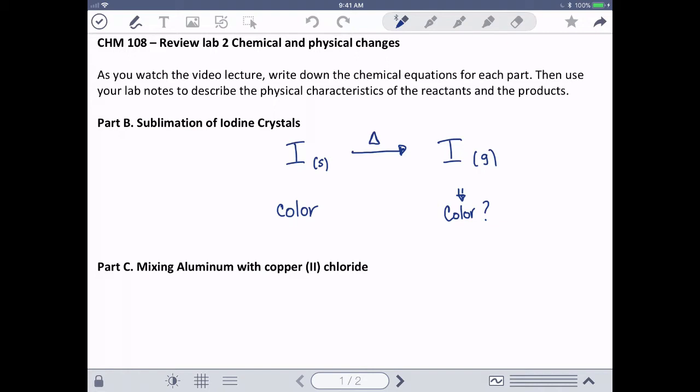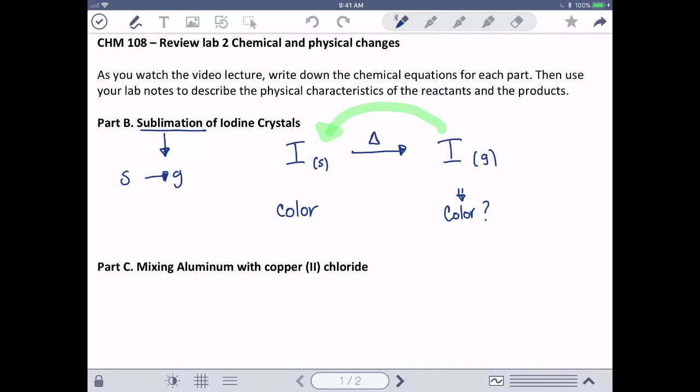We also saw another change: as we removed the heat, you saw some of that iodine going back to being solid iodine, which is a very cool thing that iodine does. This process is called sublimation, and sublimation means that a solid transforms into a gas without going into a liquid state first. That's what you did in part B.